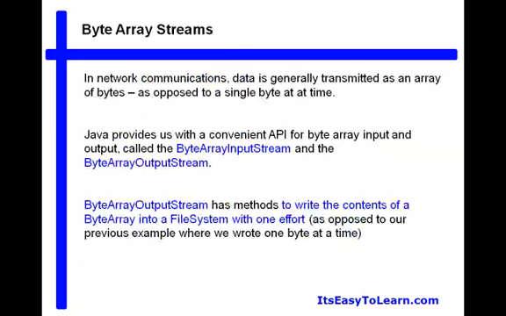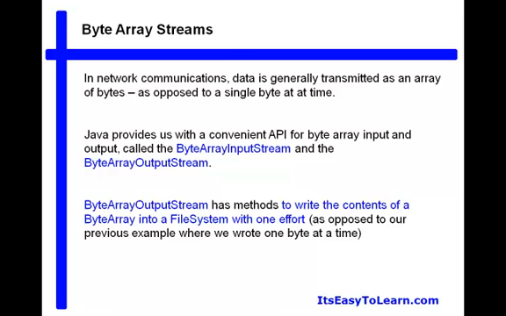Let's move on to byte array streams. In network communications, data is generally transmitted as an array of bytes and not a single byte at a time. Java provides us with an API for byte array input output, and it is called the byte array input stream and the byte array output stream. The byte array output stream has methods to write the contents of the array into a file system with one effort instead of writing 1 byte at a time.